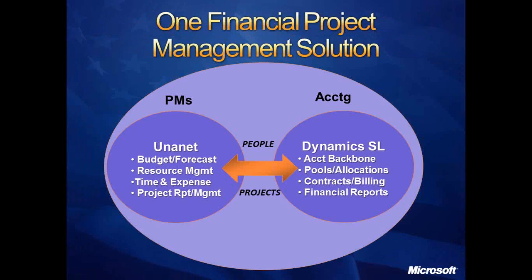So again, in Uninet, the project managers would be doing project budgeting and forecasting. They would be managing the resources, you know, assigning them to projects or requesting that they be assigned. They would be tracking time and expense, and they'd be doing project reporting and management. And the data on those projects would be going back to the accounting system.